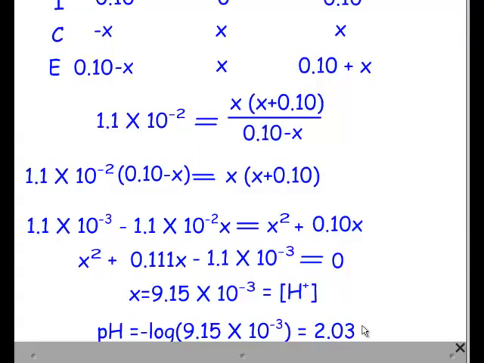The dissociation is not as much because I've got the common ion. That's the whole idea of the common ion effect. The pH has been raised.